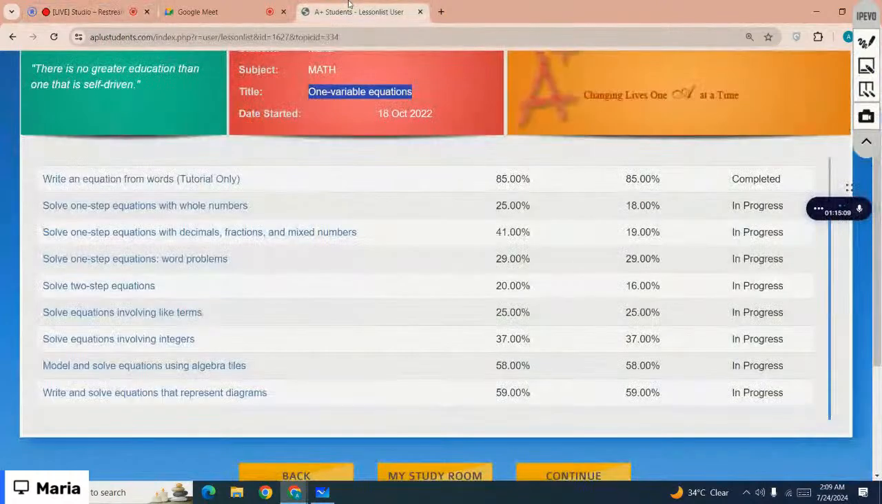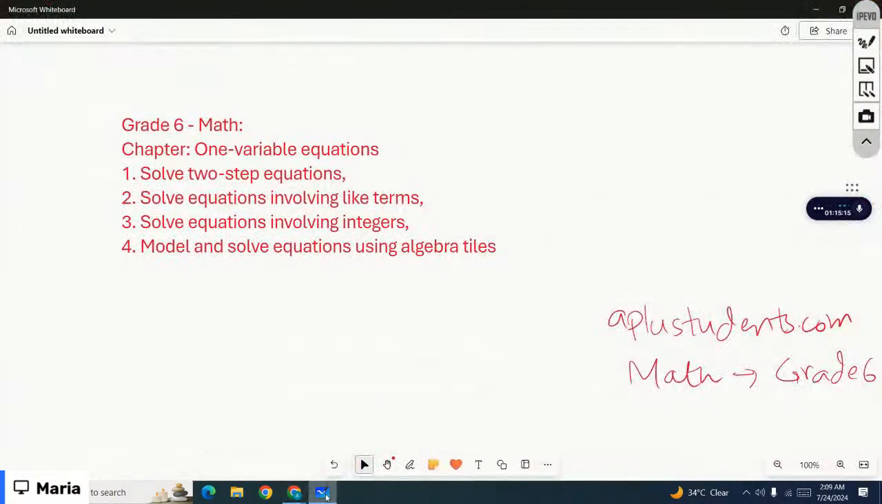Okay, so we are on grade 6. We're going to start with the lesson that is solve two-step equations, solve equations involving like terms, and solve equations involving integers. Then we'll do model and solve equations using algebra tiles, right?